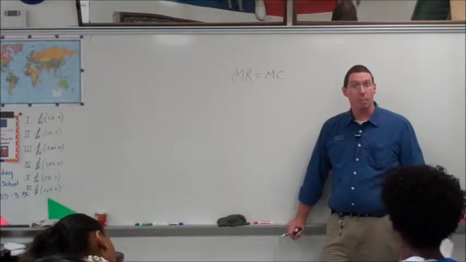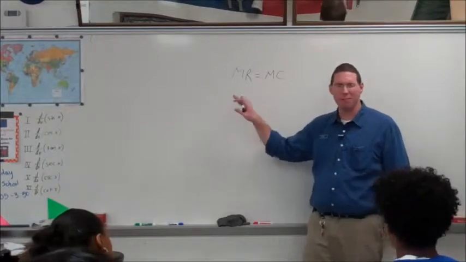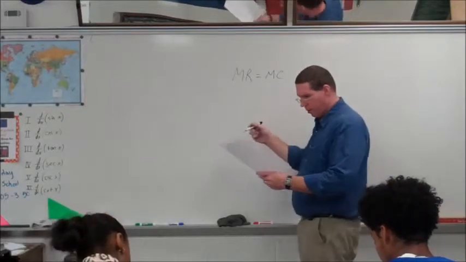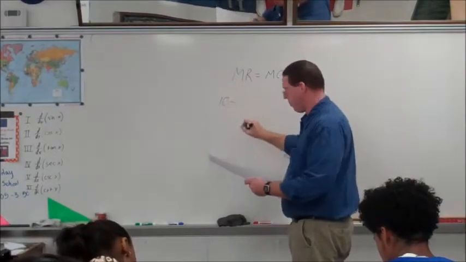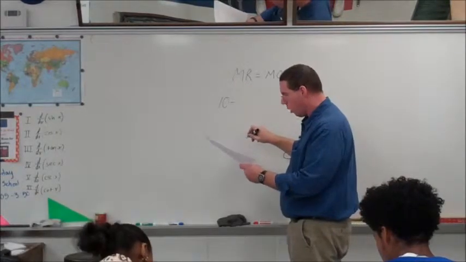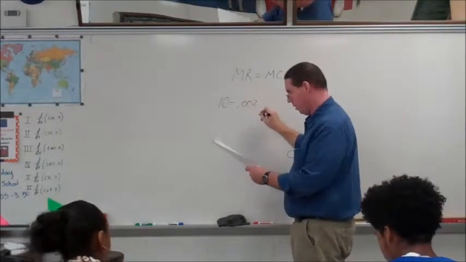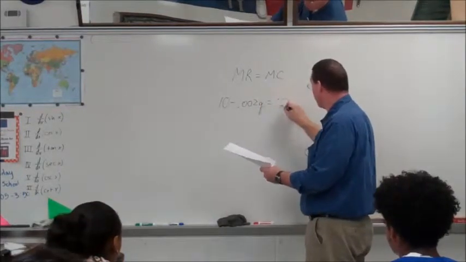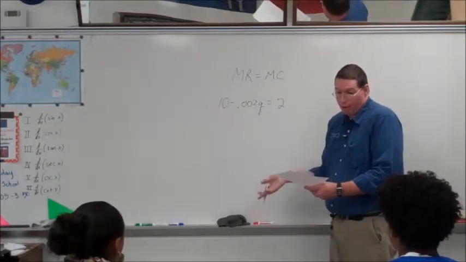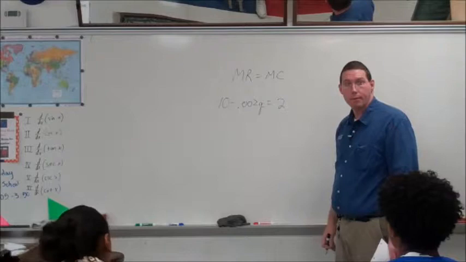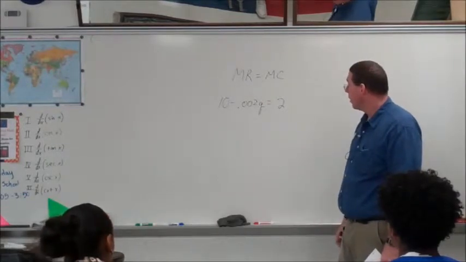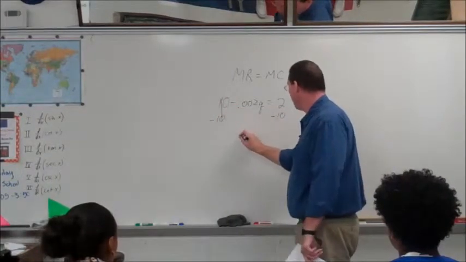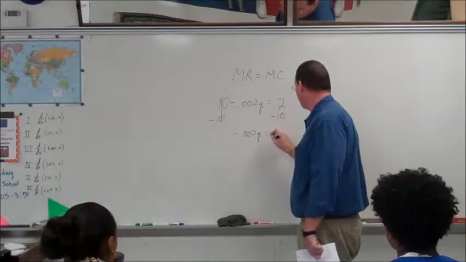And now guess what we're going to do in part B? We are going to set marginal revenue equal to marginal cost. We don't have to write out the whole profit. All we need is the derivative of revenue, which is 10 minus 0.002Q, equals 2, because the marginal cost is 2Q plus 5,000 and the derivative of that is just 2. Now we can just do algebra however you want to do it. I'll subtract 10 here, cancel, and we'll have negative 0.002Q equals negative 8.